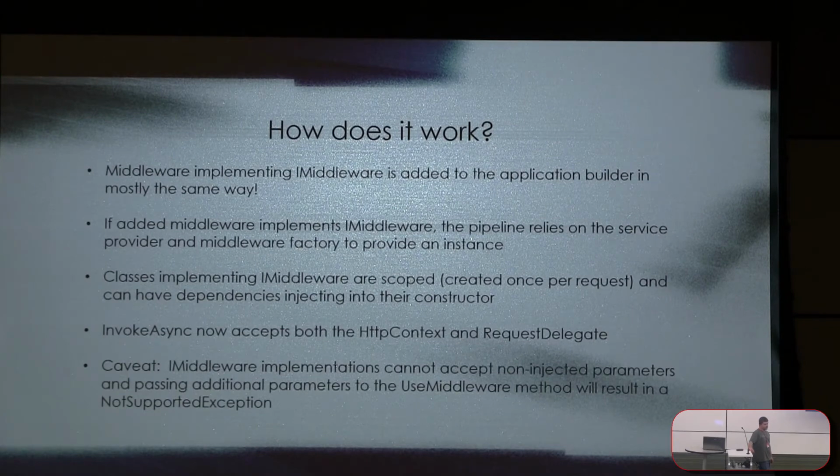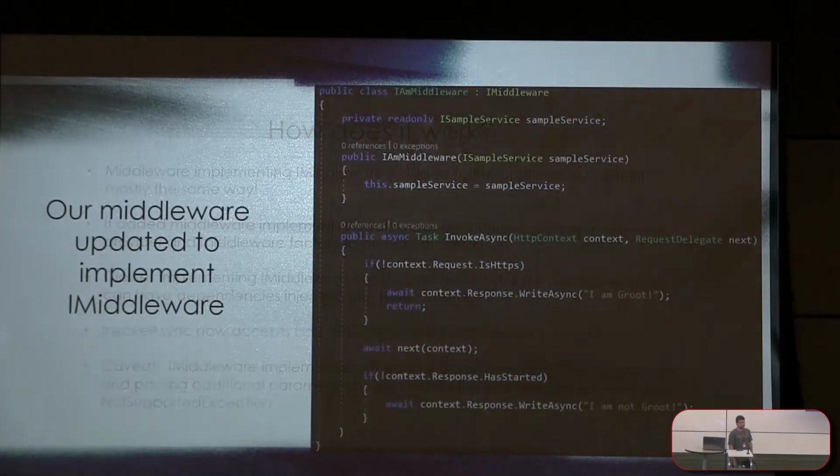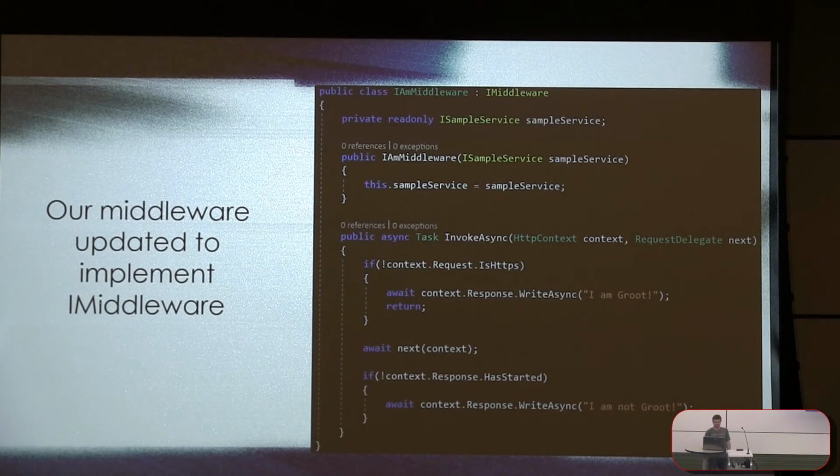The biggest drawback is you've now lost all the ability to configure your piece of middleware because you can't pass optional arguments into it. If you remember the previous example where we were able to pass arguments into the UseMiddleware call, anything that implements IMiddleware has to have anything in its constructor resolved from the DI container. So if you try to pass additional object arguments, you'll get a not supported exception. So it doesn't let you pass that in there.